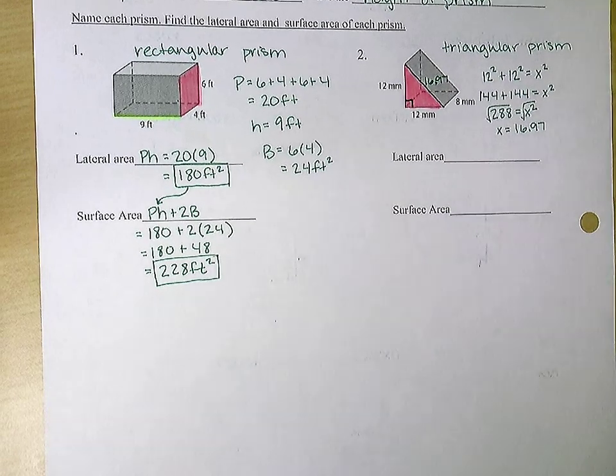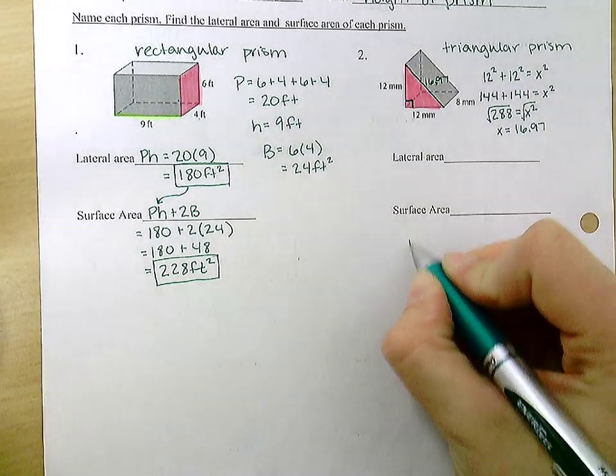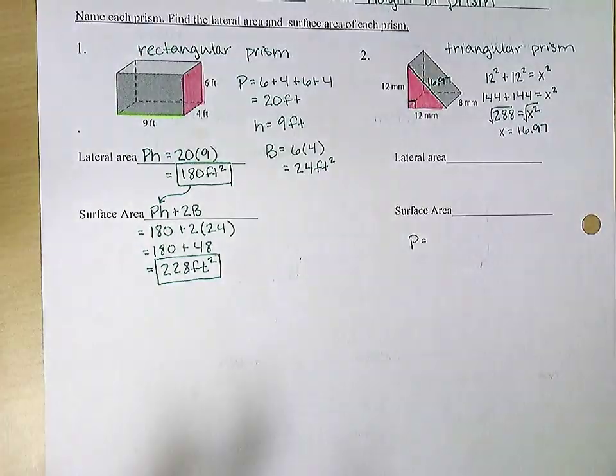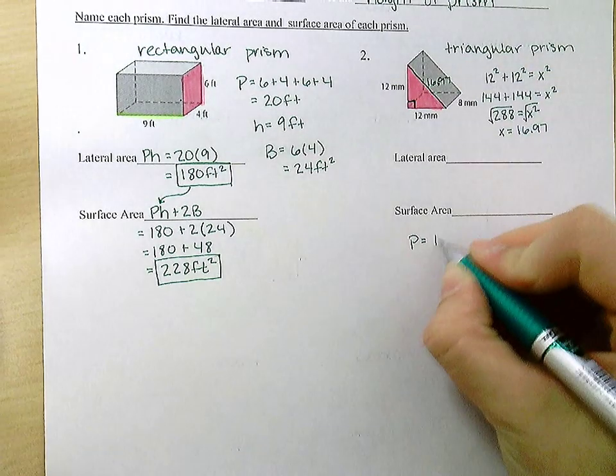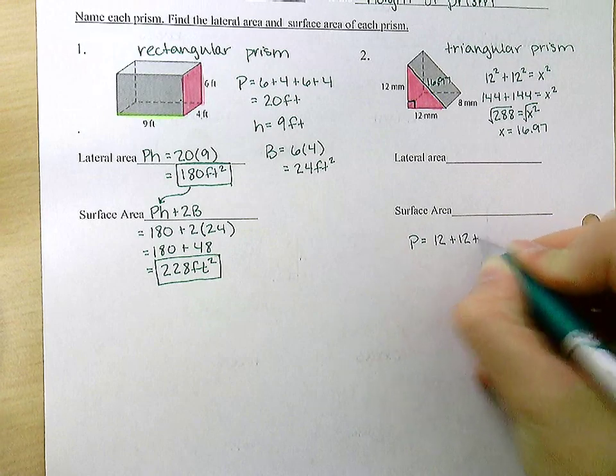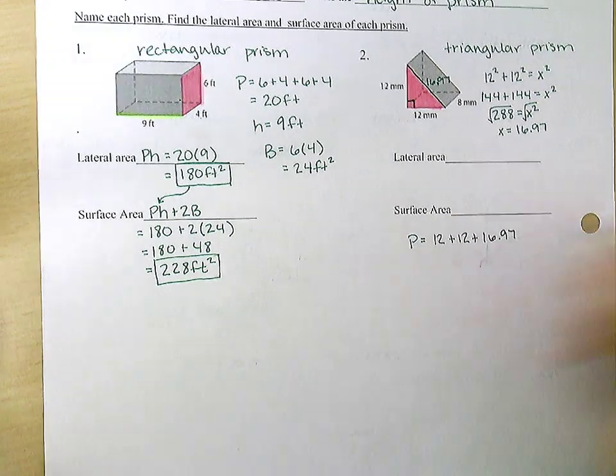So now that I have all three sides of that triangle, I can find the perimeter. P is the perimeter of just the base, so just this triangle here. So 12 plus 12 plus 16.97.